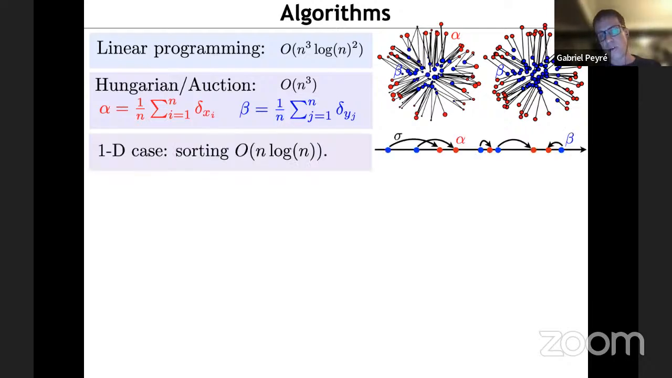Another case, even simpler, is the 1D case. If you have two distributions in 1D, you can show that the optimal transport is a monotonic map, which means you can obtain it by simply sorting the blue and the red points from left to right. So in 1D, the complexity of optimal transport is basically n log n. But of course, it's not true in 2D. If you look at the paper of Monge, more than 200 years ago, he already knew this, and he made a nice drawing of why it's not so easy, in fact, in 2D to solve the transportation problem.